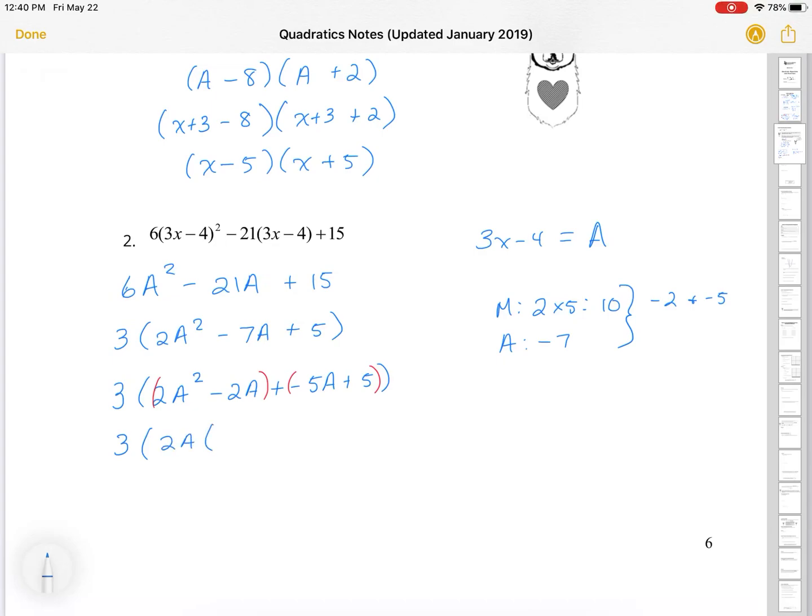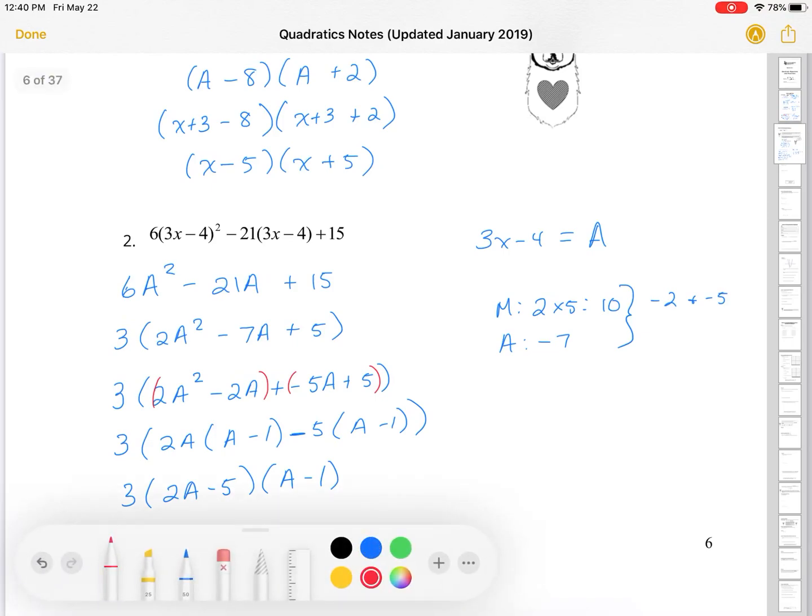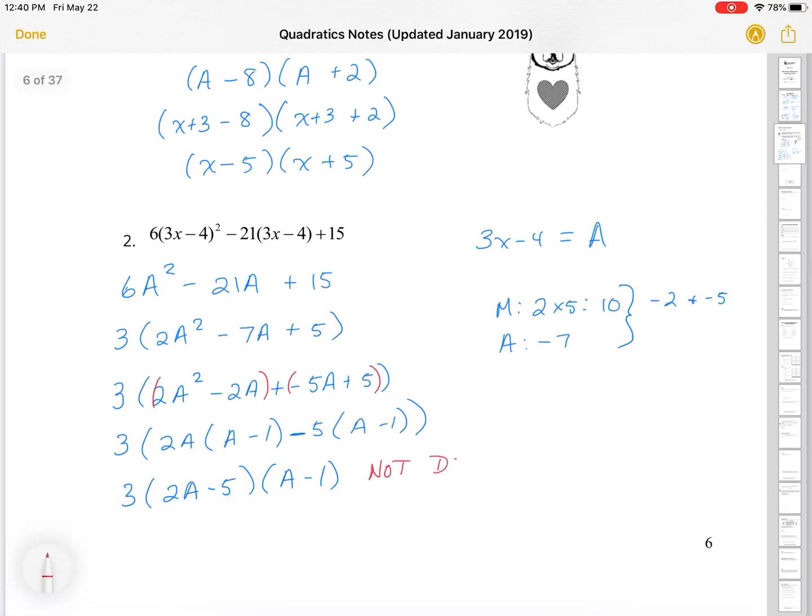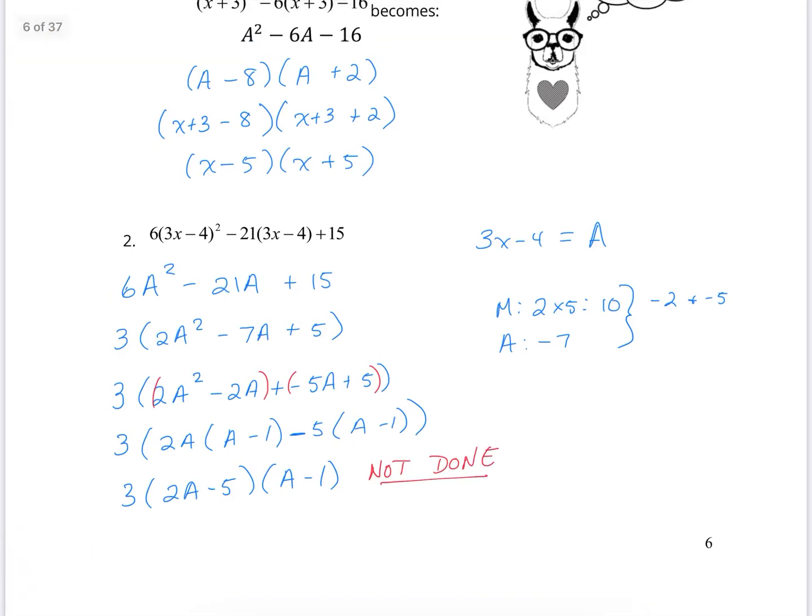All right, here I can take out a 2a. So I'll have a minus 1. And here I can take out a -5. So I'll get a minus 1. So 3 times 2a minus 5 times a minus 1. Now, I'm not done. I have to resubstitute back in, okay?